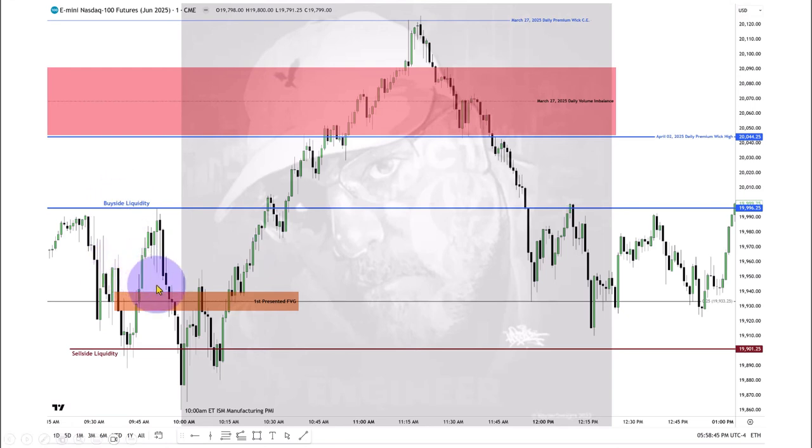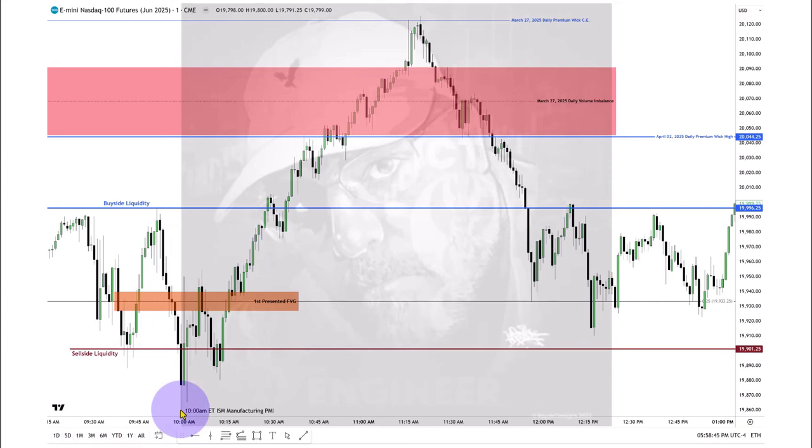But the draw on liquidity would be here, but not before treating that gap as an inversion fair value gap. But we had 10 o'clock news. So at 10 a.m., we had ISM manufacturing PMI number. You can find that on Forex Factory's calendar.